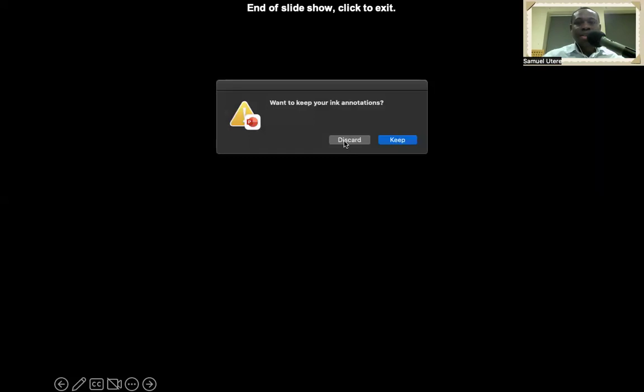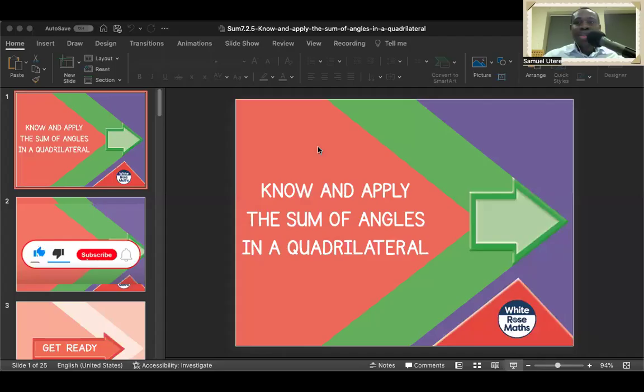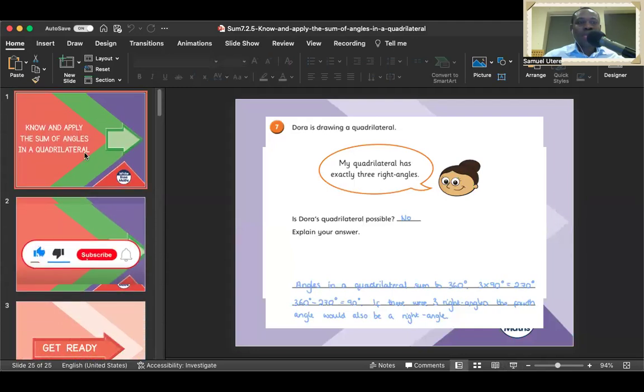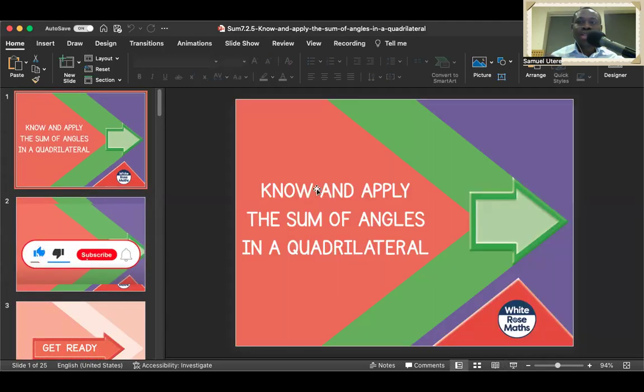And that brings us to the end of our lesson. So in this lesson, you've learned to apply the 2 facts you've learned: that the sum of angles in a quadrilateral sum to 360 degrees, and opposite angles of a quadrilateral are equal.